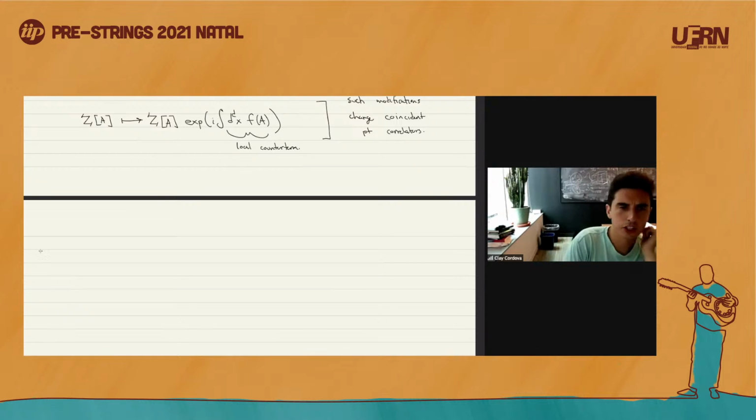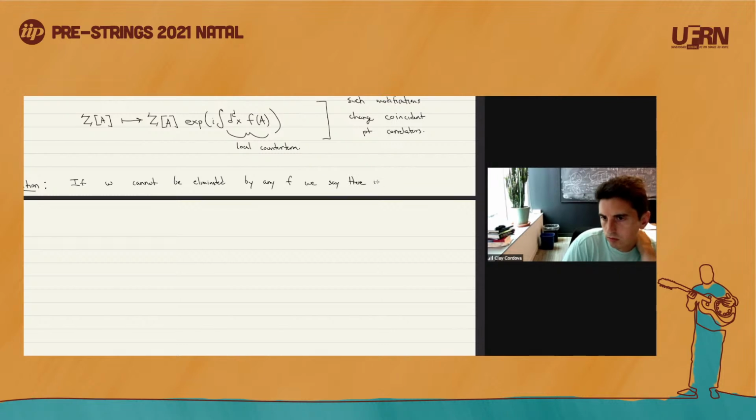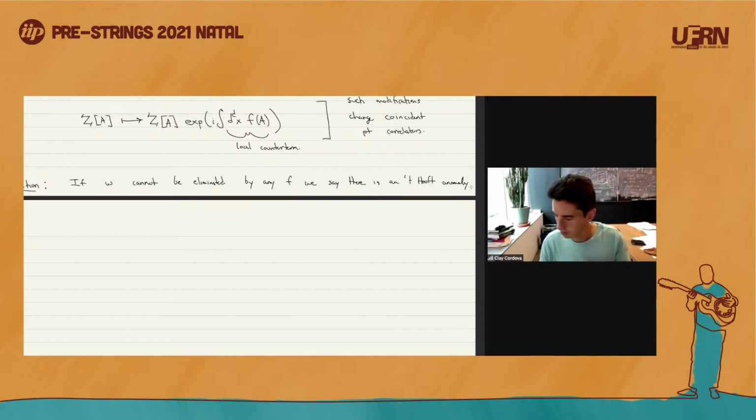Okay, so what is the definition then of an anomaly in this language? If omega cannot be eliminated by any f, there is an anomaly. So these are classified by a kind of cohomology problem.